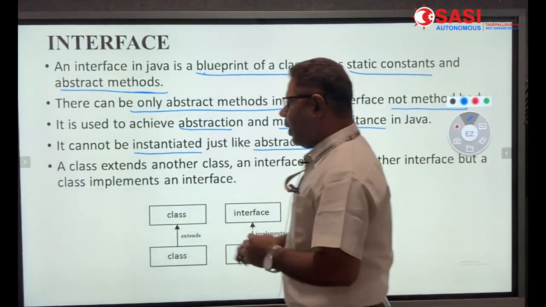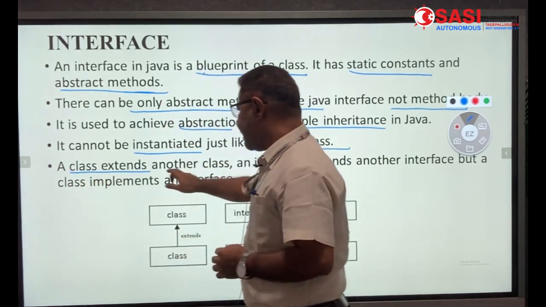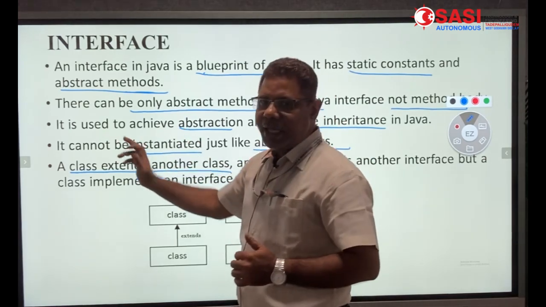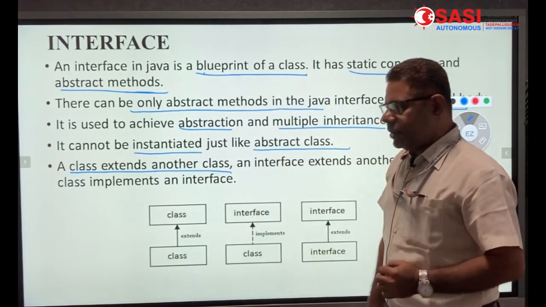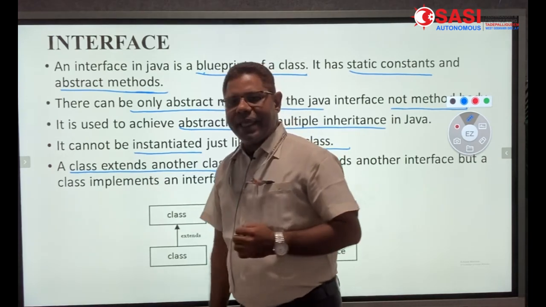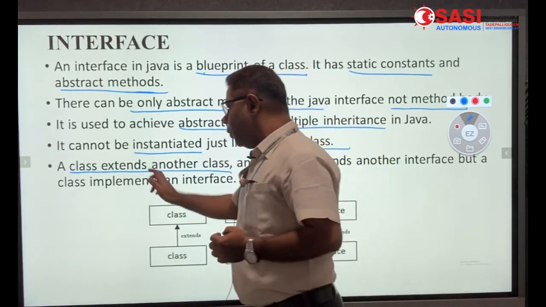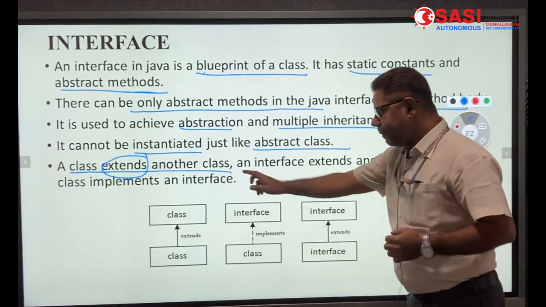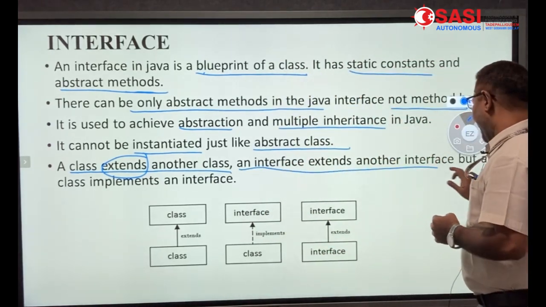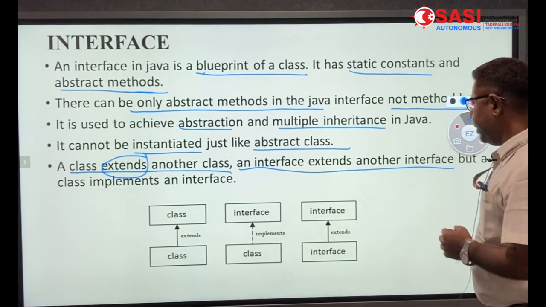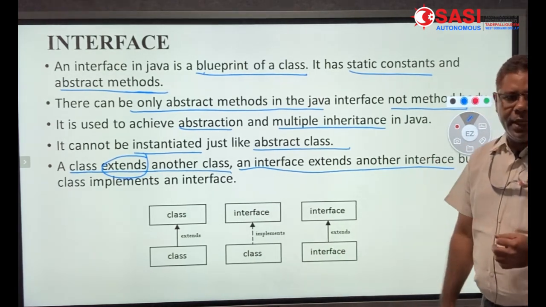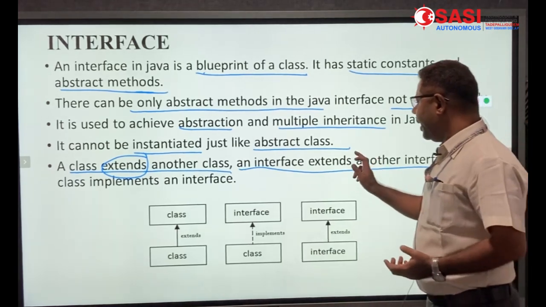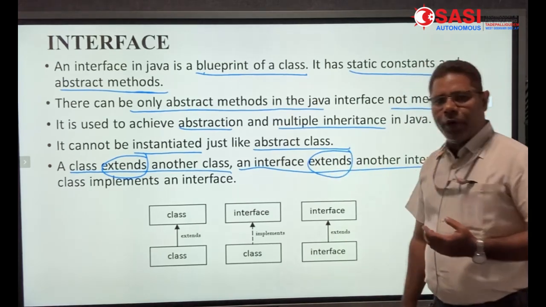Next point. We already know a class extends another class. That means one class's properties can be used in another class by using inheritance. For that we use the extends keyword. Similarly, an interface can extend another interface. That means one interface's properties can be used in another interface, using the extends keyword.